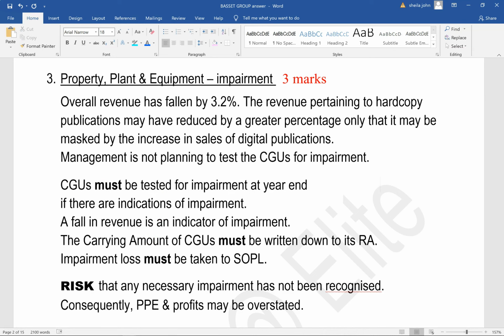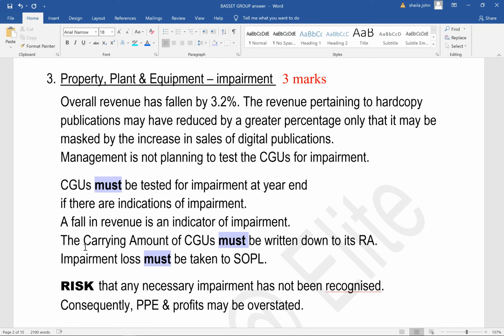CGUs must be tested for impairment at the year end. Once the accounting treatment part is to do with rules in an accounting standard, I prefer to use the words must, should, to make it very clear as to what we are saying. So the CGUs must be tested for impairment at year end if there are indicators of impairment, and a fall in revenue is an indicator of impairment.